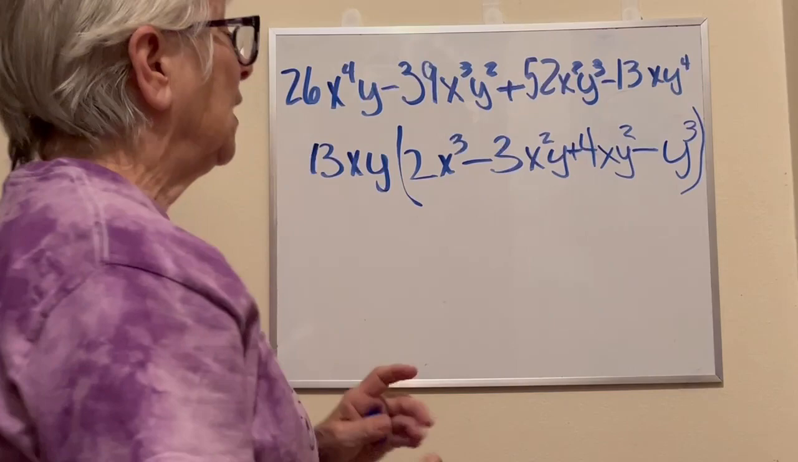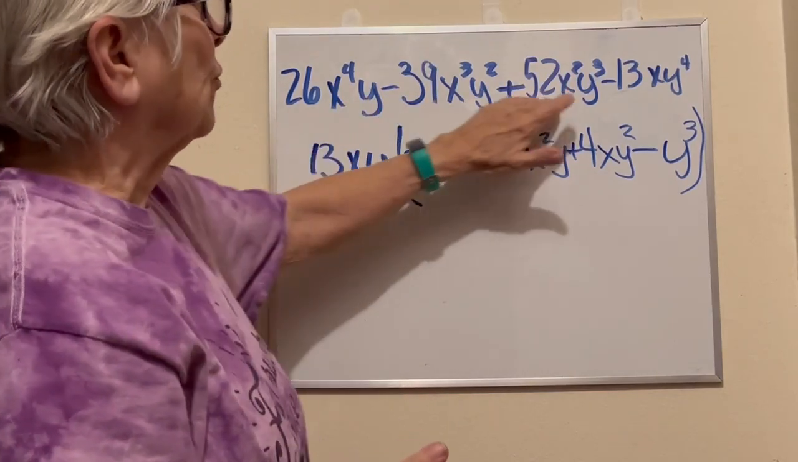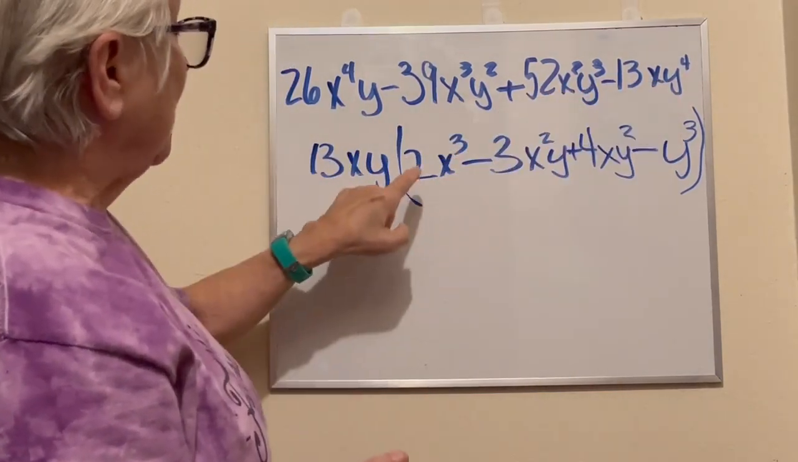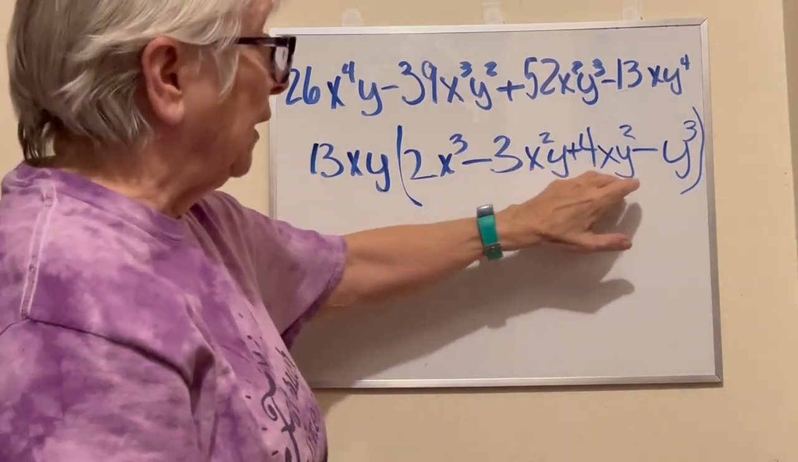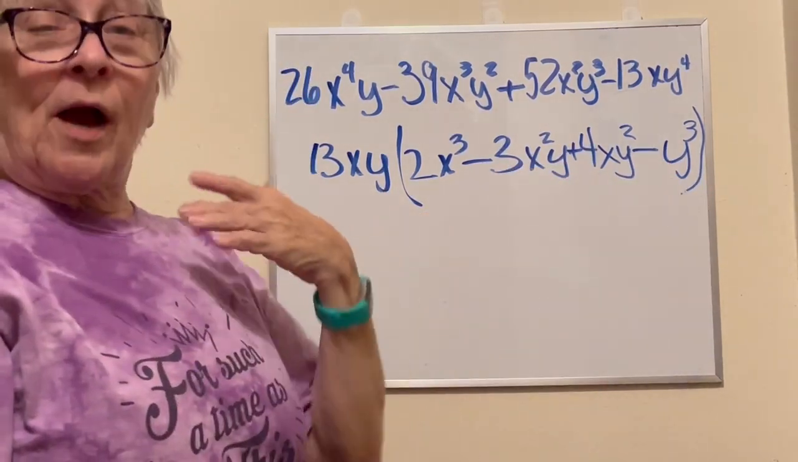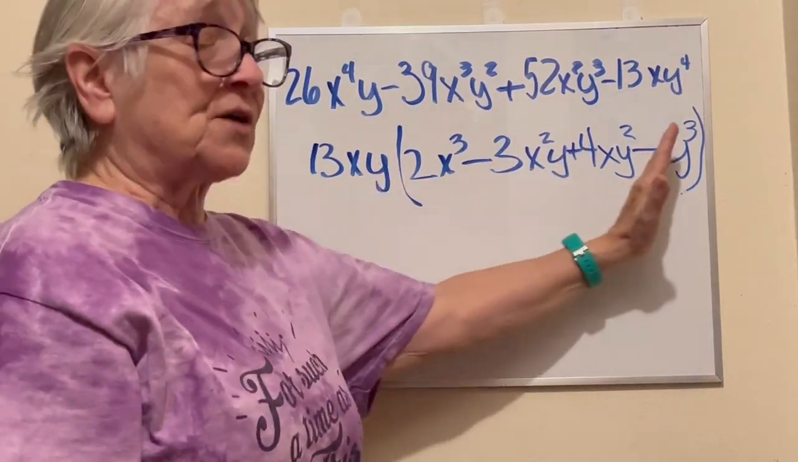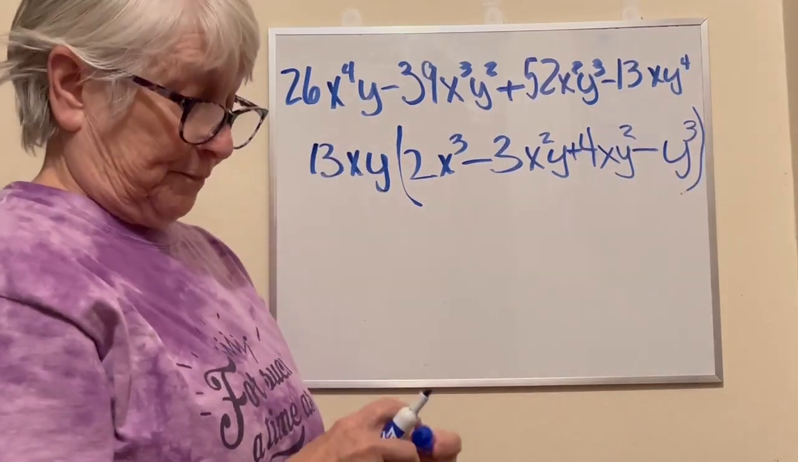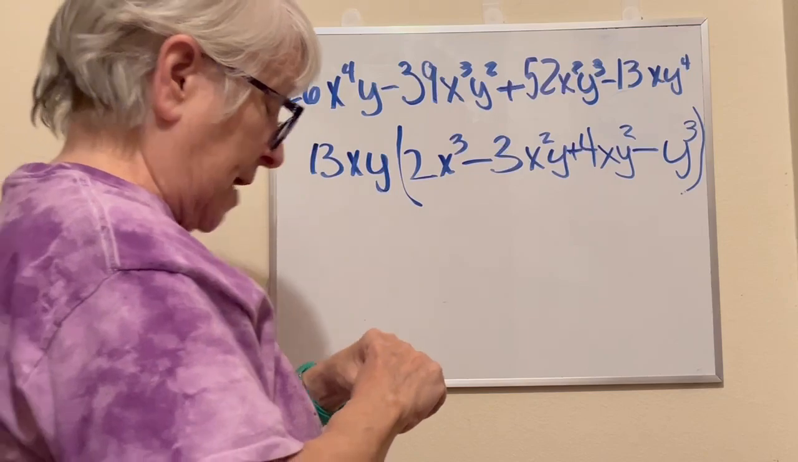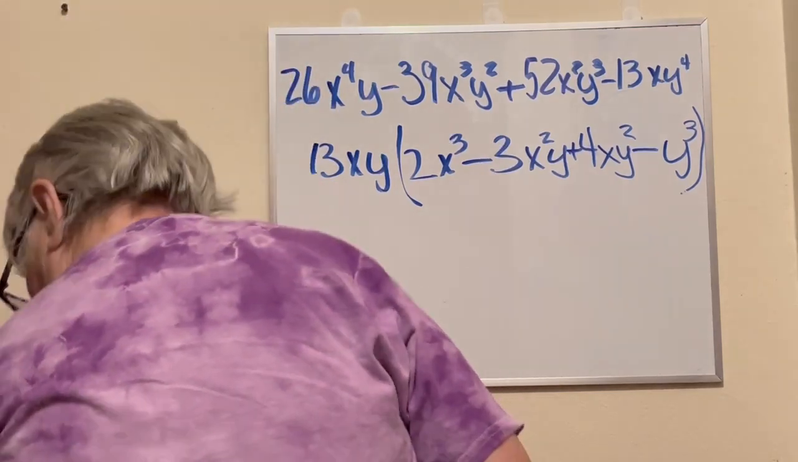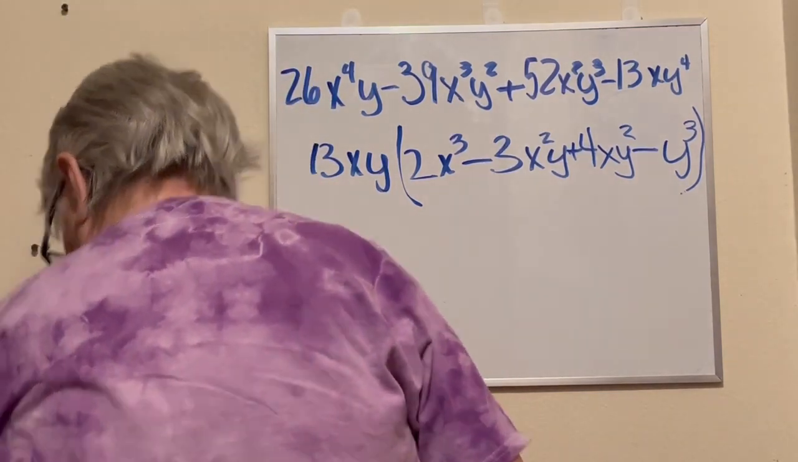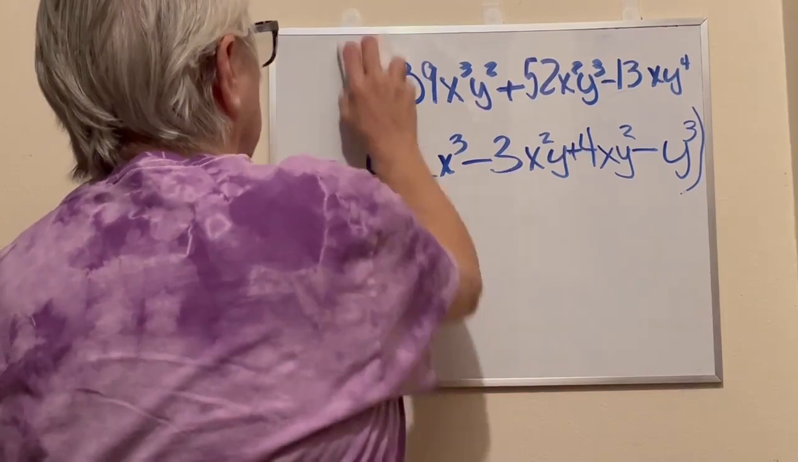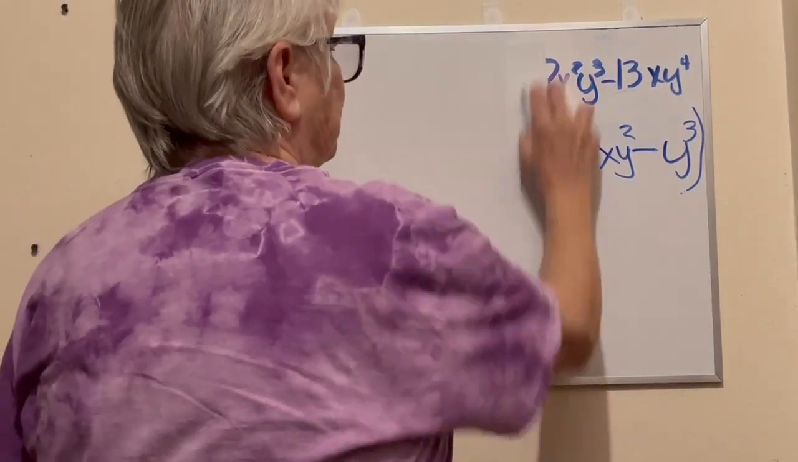There we go. So we started with 1, 2, 3, 4, and we finished with 1, 2, 3, 4. You have to have the same number of terms inside the parentheses as you do in the original polynomial. Okay? And one more. One more tricky little dude.